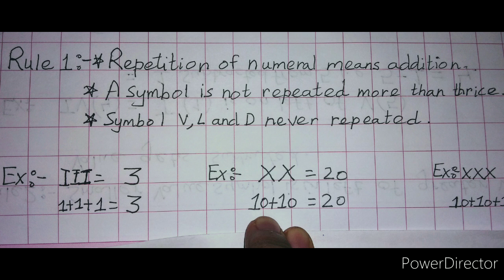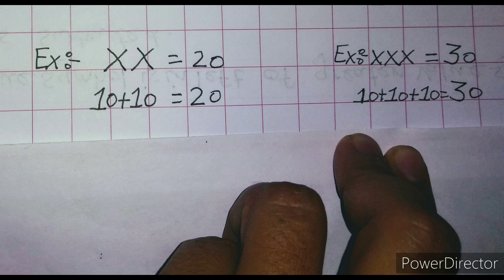The next example is XX. The X symbol denotes number 10. So 10 plus 10 is equal to 20. We cannot repeat this X more than thrice. Another example is XXX, which means 10 plus 10 plus 10 equal to 30.